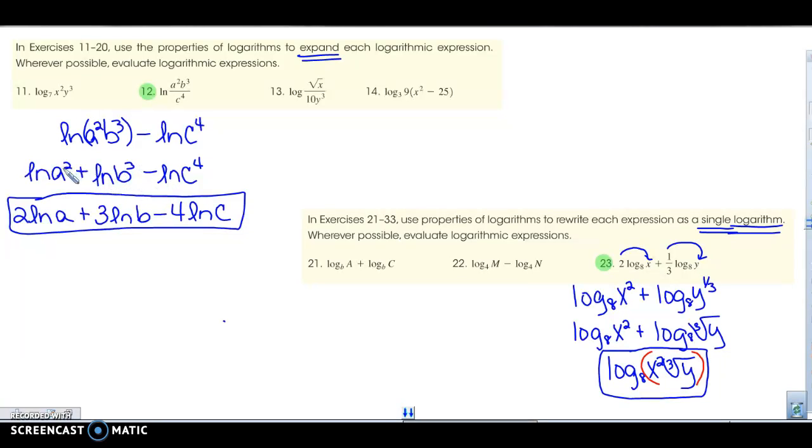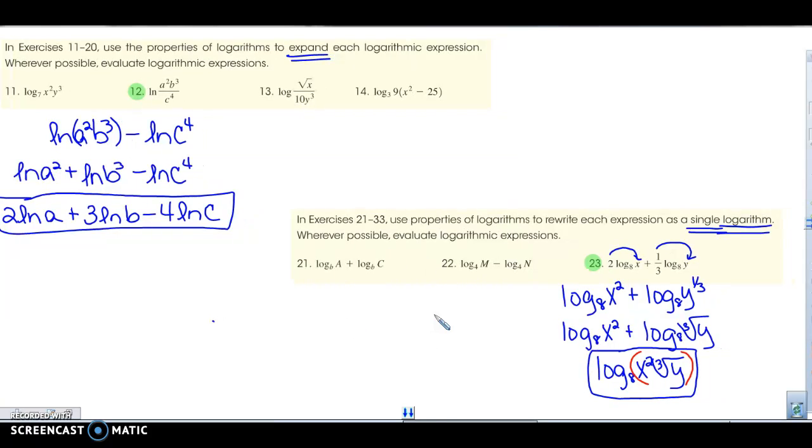All right, then using the third rule, the power rule, we're going to bring these exponents in front and multiply them for each of these. So we have expanded it as much as we possibly can. All right, so the next thing they want you to do, use those same rules, but this time take the logarithms that are already expanded out, separated, and bring them together using those rules as a single logarithm.